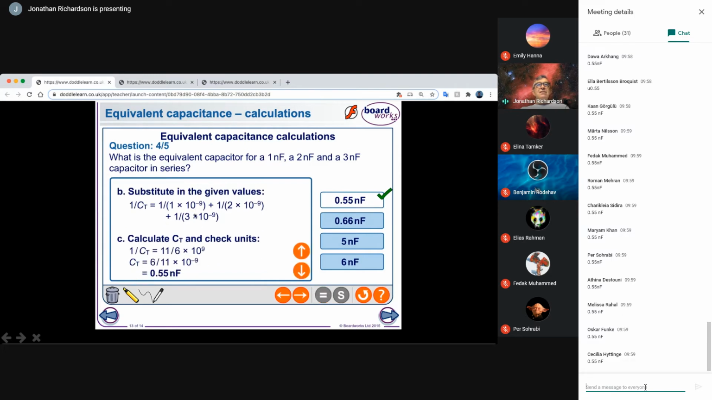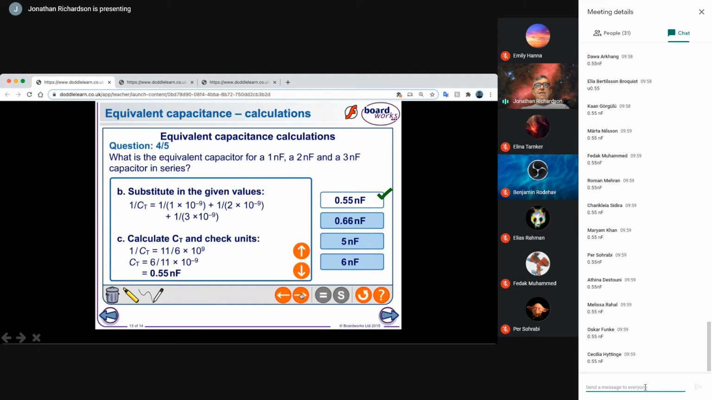Lowest common denominator is 6. So we get 2 over 6, 3 over 6, and 6 over 6. So adding those all together, 11 over 6, which gives us then 6 over 11 times 10 to the minus 9. As we invert this, 0.55 nanofarads.